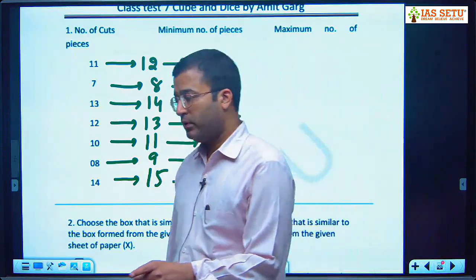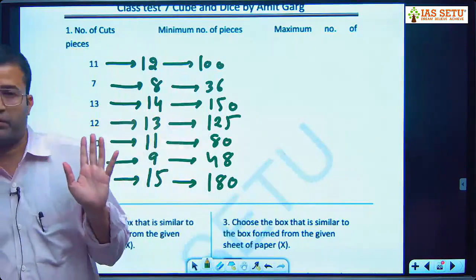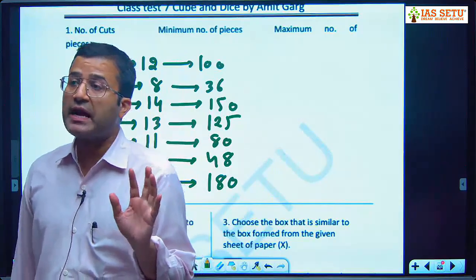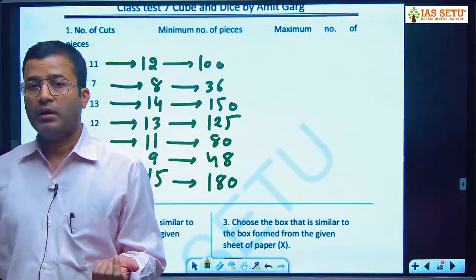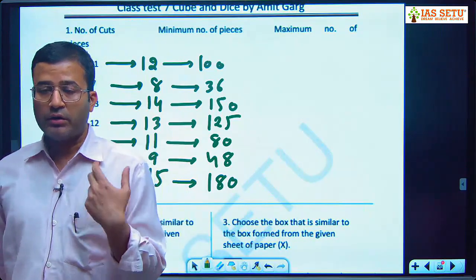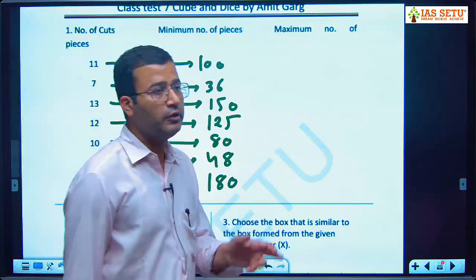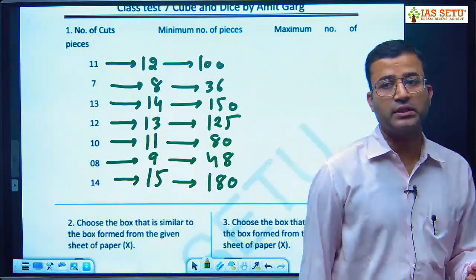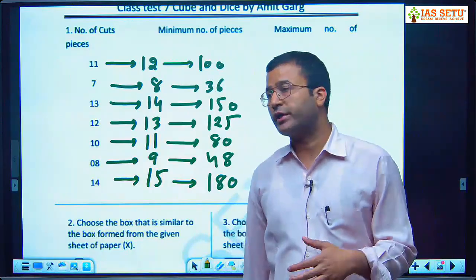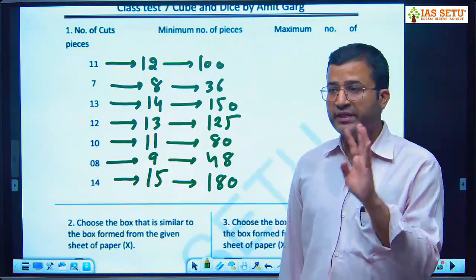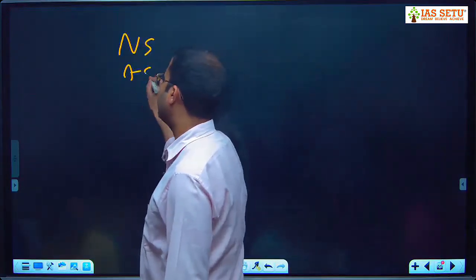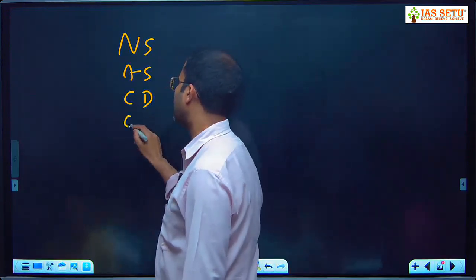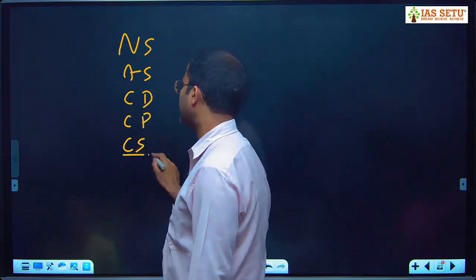Coloring of cube I will take after 1 month, because I have to take coloring of cube plus cuboid. Thursday and Friday we will do reasoning topic, number series, alphabetical series, coding, decoding, character puzzle, and these are the topic जो हम Thursday और Friday को करने वाले हैं. Number series, alphabetical series, coding, decoding, character puzzle, continuous series.